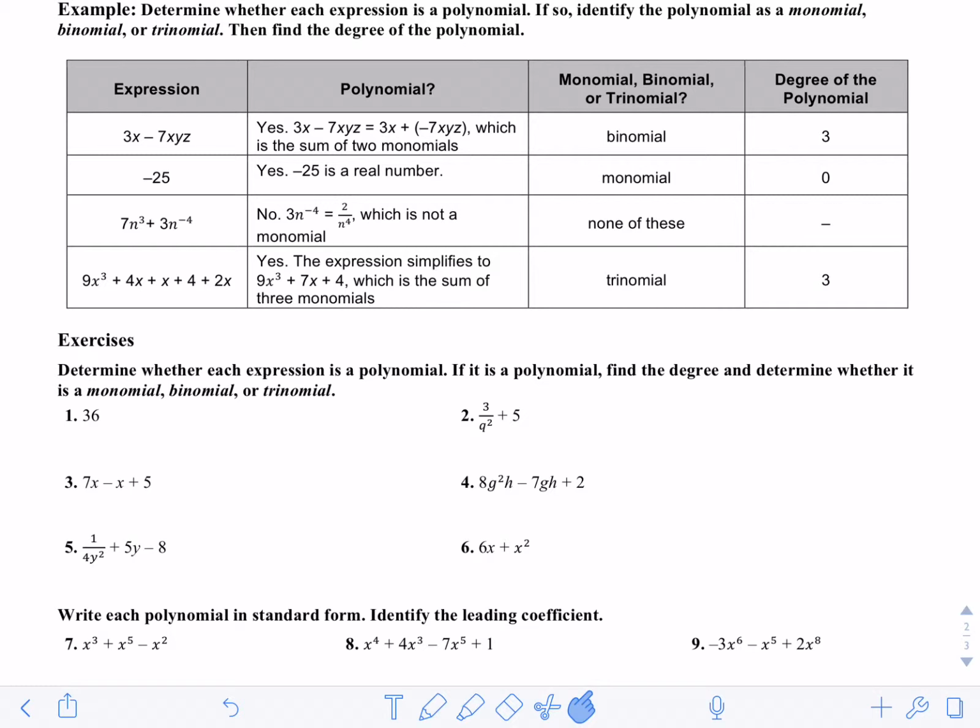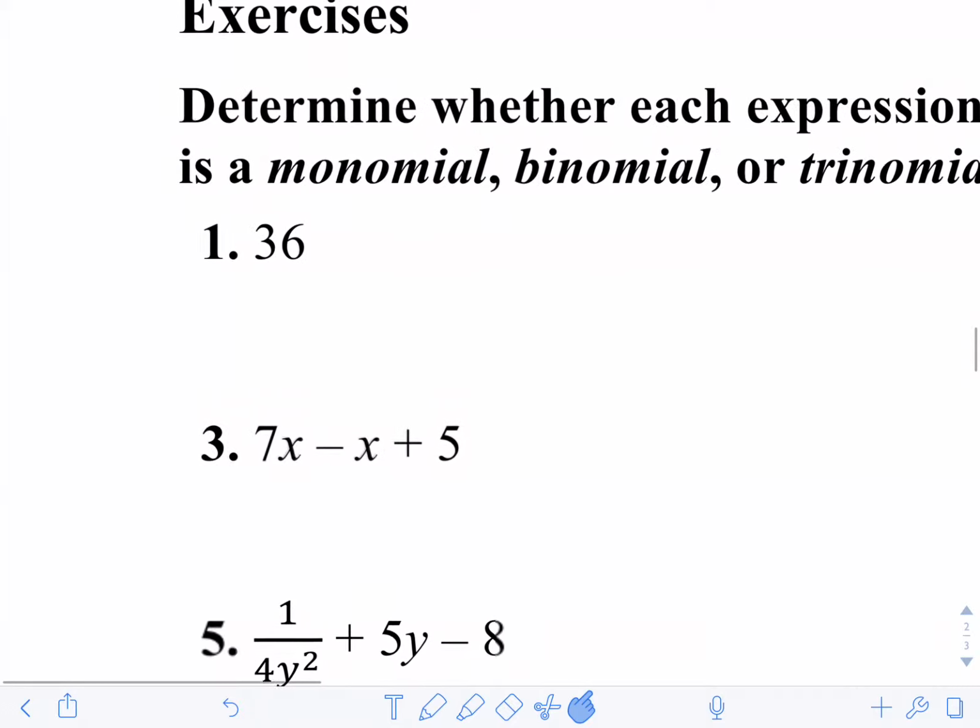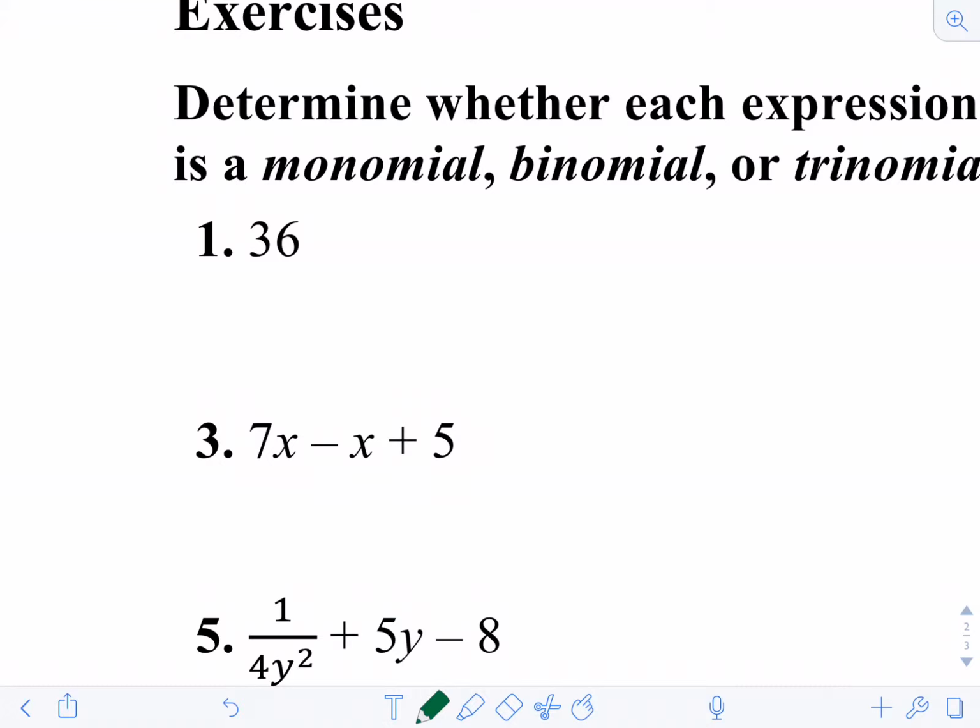Okay, it says determine whether each expression is a polynomial. If it is a polynomial, find the degree and determine whether it is a monomial, binomial, or trinomial. Okay, so we're going to start here with number 1. This is one term all by itself, so this here is a monomial.